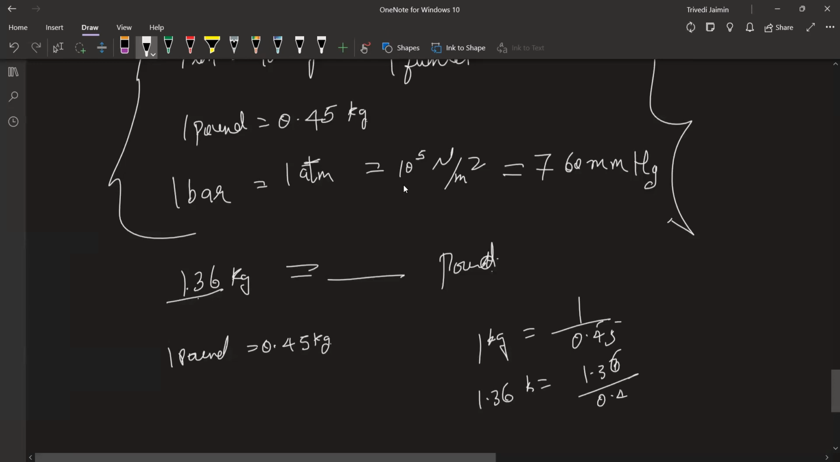1.36 divided by 0.45. If you divide 1.36 by 0.45, you will get around 45 threes are 135. So 3 point something, 3.022, so 3.02. Okay. Yeah, you got it? Yes. Okay.